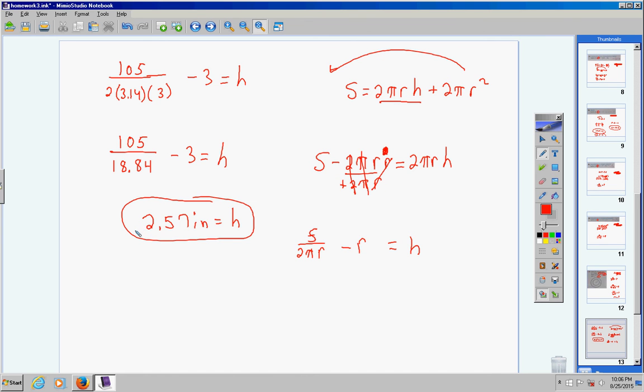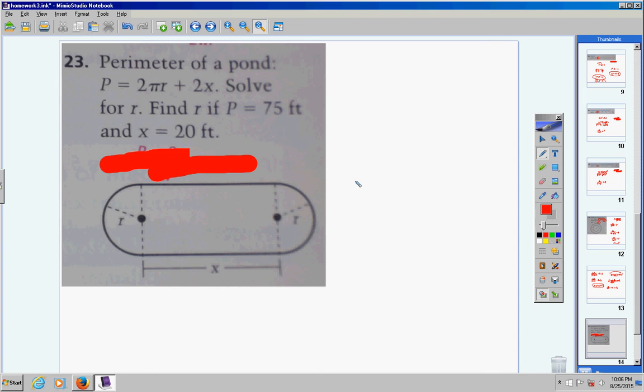On to number 23. Last one, and we're finally done. All right, step one, we're going to solve for r. So here's my formula. P equals 2 pi r plus 2x. All right, now, step one, simplify both sides. Nothing I can do. Step two, eliminate fractions and decimals. Nothing I can do. Step three, I'm solving for r, so underline any term that has an r. This one does. All the other terms go to the other side. So p minus 2x equals 2 pi r.